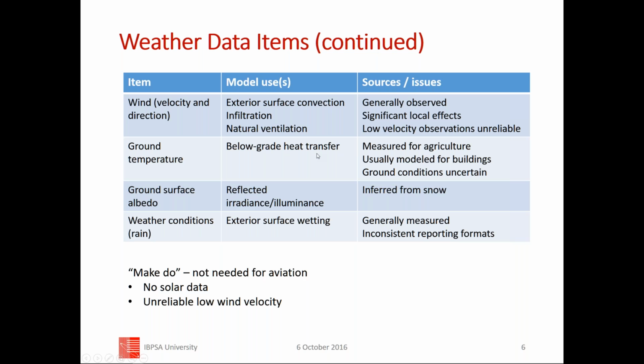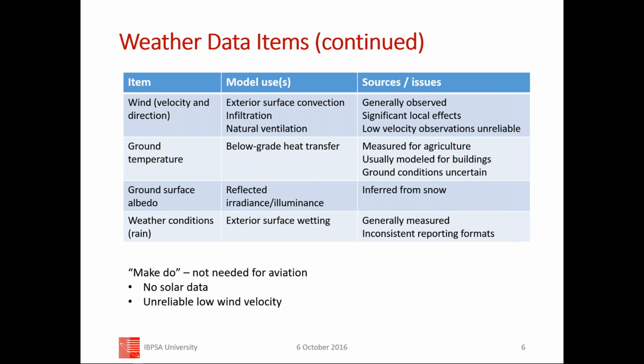So let's see, ground temperature, you need this for below grade. Again, that's generally modeled. Ground surface albedo is often considered in models for irradiance or illuminance on buildings, and that's usually inferred from the presence of snow or some other assumptions about the surround. Surface wetting can sometimes be inferred from rain conditions, and again, like clouds, it's often observed, but there are inconsistent reporting formats. And just a couple of examples here of how our field has to make do.